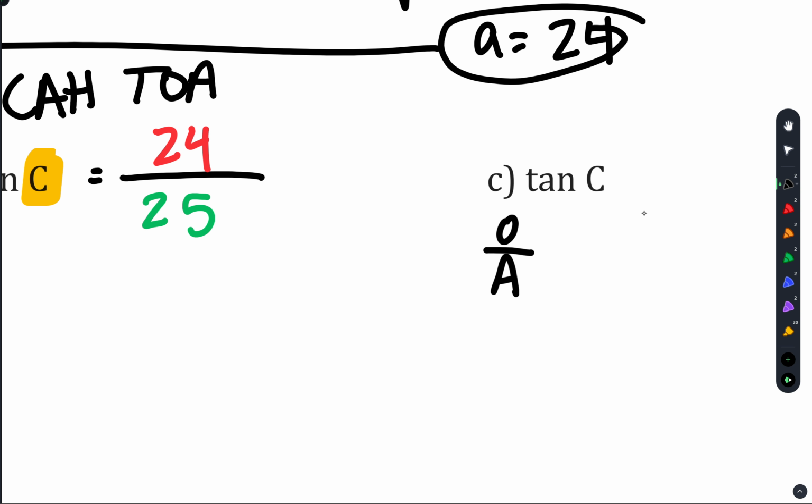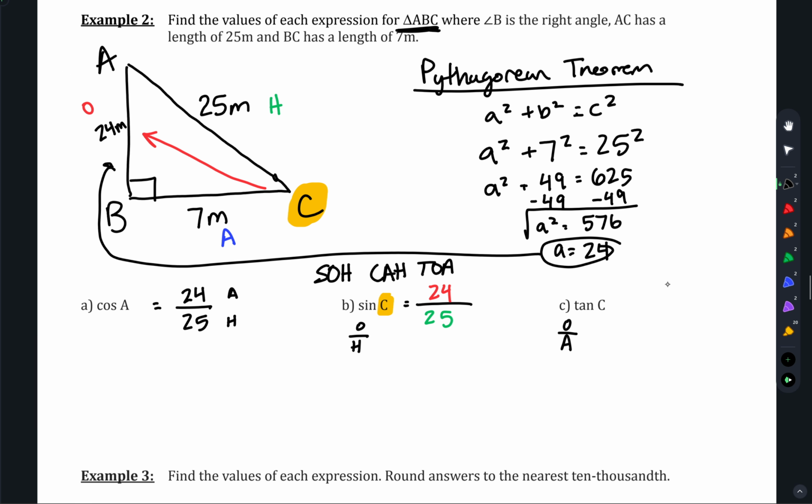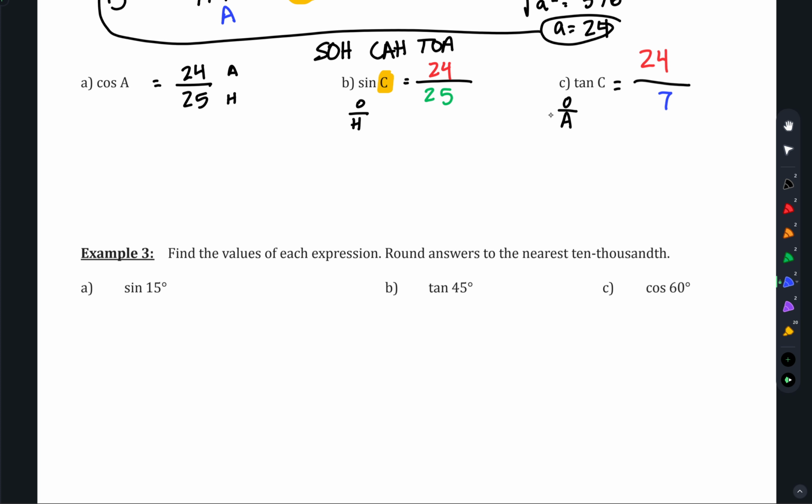Opposite over adjacent. So let's look at my triangle. I'm still looking at angle C, so I don't have to swap anything around. What's the opposite? What's the adjacent? Beautiful. Any questions on this part? This is going to be like most of your homework for today. We're going to do one more thing that's going to be like the last bit. I promise it's not hard at all.